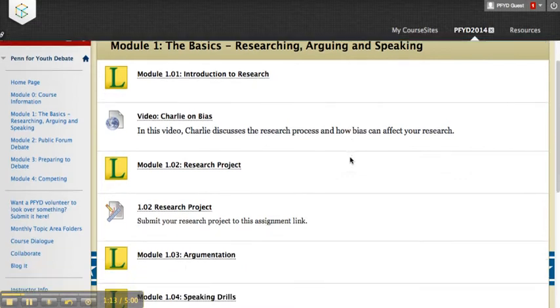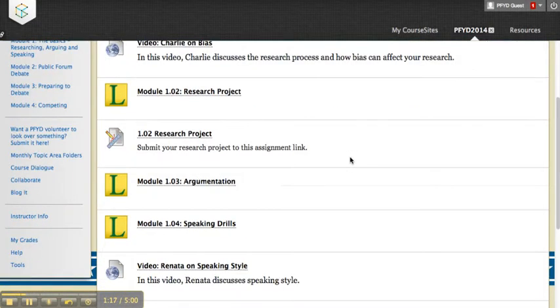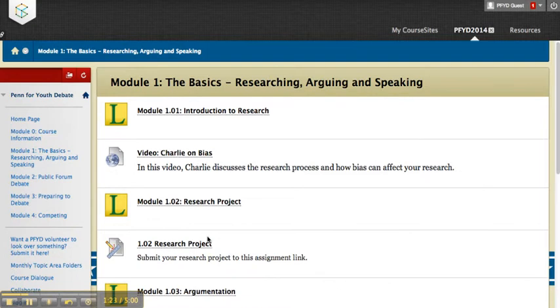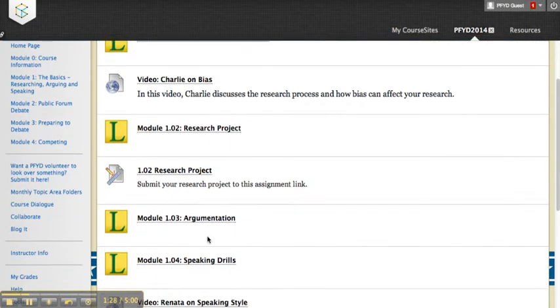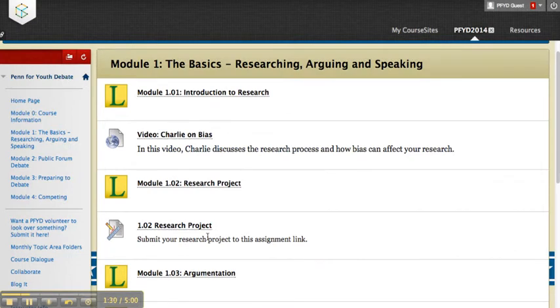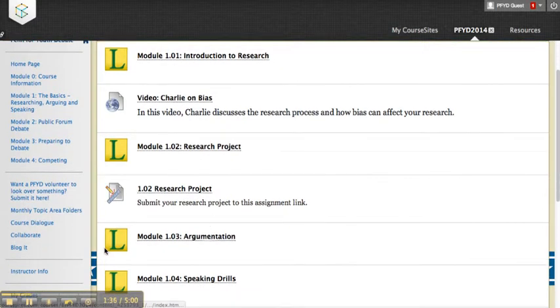All of these modules are arranged in pretty much the same way. In Module 1, for example, you have lessons on researching, you have lessons on argumentation, and you have lessons on speaking, which incorporate speaking drills into the lesson plan. And also embedded within these lessons are videos from Penn for Youth Debate students and executive board members, all of whom have a great deal of knowledge when it comes to the issues that students will face in a debate environment, and talk about these issues in their videos.